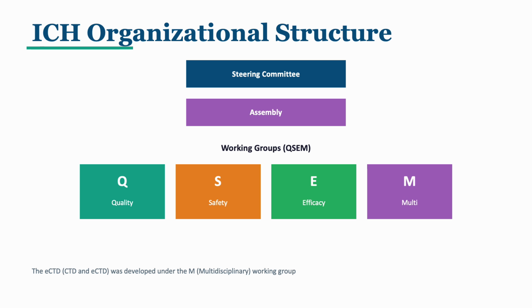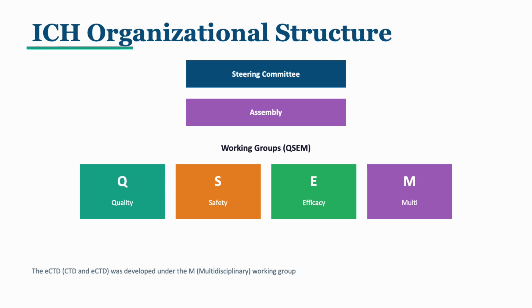Understanding ICH's organizational structure helps you see how guidelines like the eCTD are developed and maintained. At the top is the steering committee, which provides strategic direction. The real work happens in the assembly, which contains the secretariat, coordinators, and the ICH working groups.